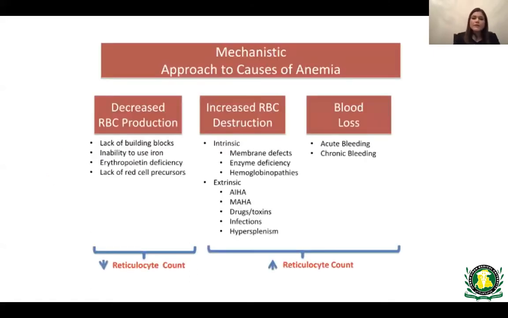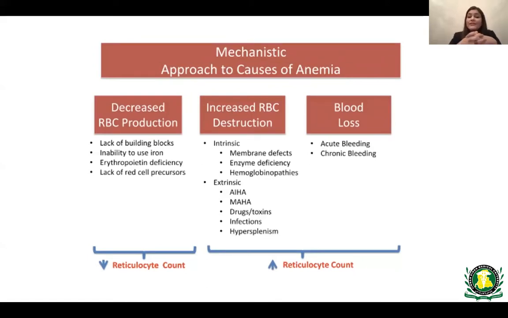So let's talk about the mechanistic approach to causes of anemia. Decreased red blood cell production. So what could be the causes of decreased red blood cells? One, we can talk about the building blocks that will make the red blood cell not being there. For example, nutritional deficiencies. Iron, that makes hemoglobin, that's not there. B12, folate, those things, right?